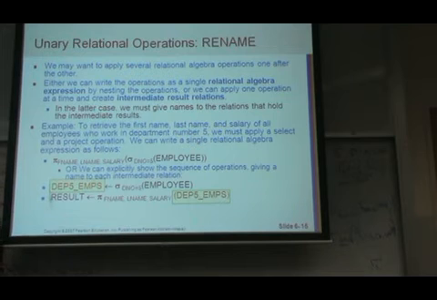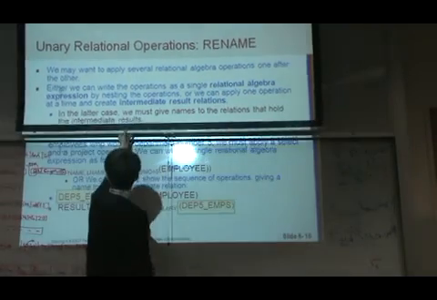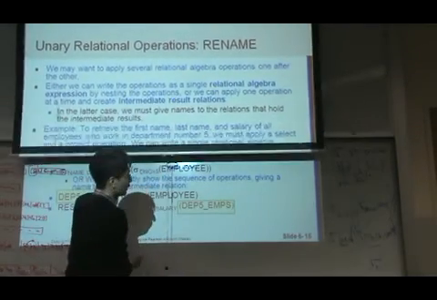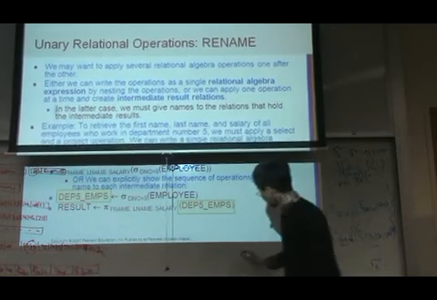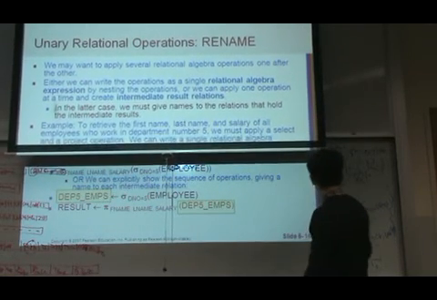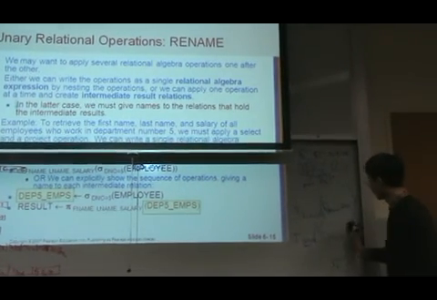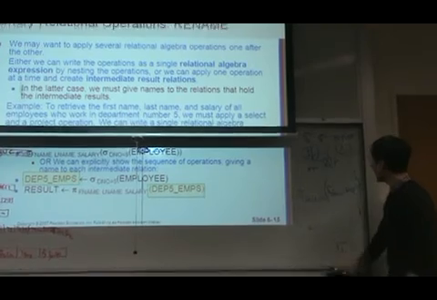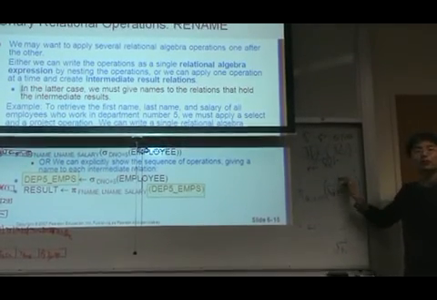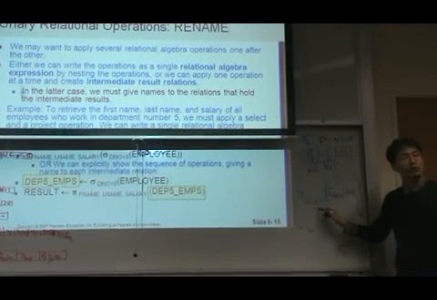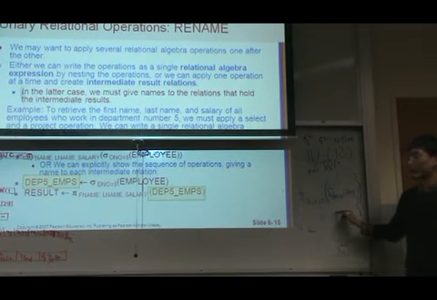The next one is rename. There are two different types of rename. One is the rename of a relation. For example, the output of the selection is the input of the projection. So this is called a relational expression.